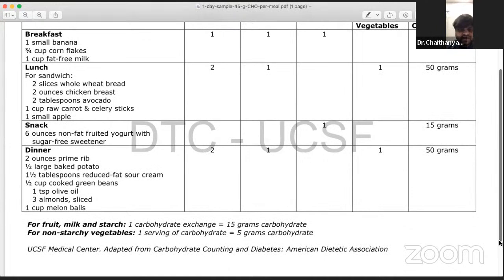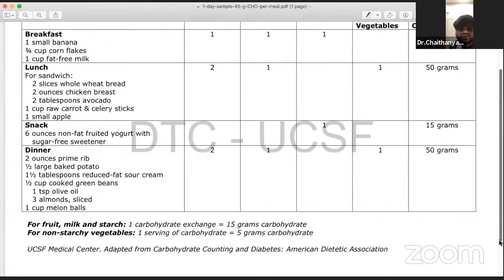Here you can see for fruit, for the milk, and for the starch, 1 carbohydrate exchange is equal to 15 grams of carbohydrate. Let us say 1 small banana, 1 slice of whole wheat bread, or 3/4 cup of cornflakes is equal to 15 grams of carbohydrate. For a non-starchy vegetable like raw carrot and celery stick, it is equal to 5 grams of carbohydrate.